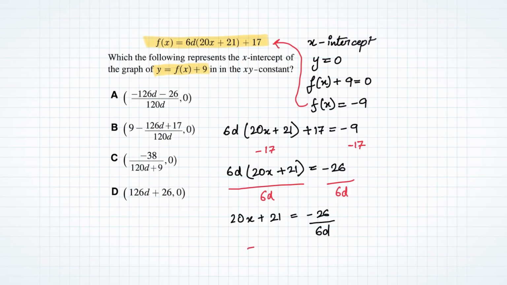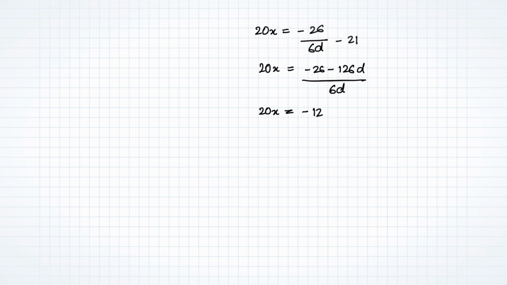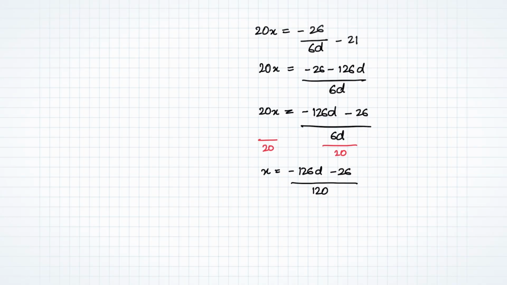Then, subtract 21 from both sides. You'll get 20x equals negative 26 divided by 6d, minus 21. Now, to make things easier, we convert negative 21 into negative 126d divided by 6d. So, the equation becomes 20x equals negative 126d minus 26, all divided by 6d. Now, to isolate x, divide both sides by 20. This gives us x equals negative 126d minus 26, all divided by 120d.